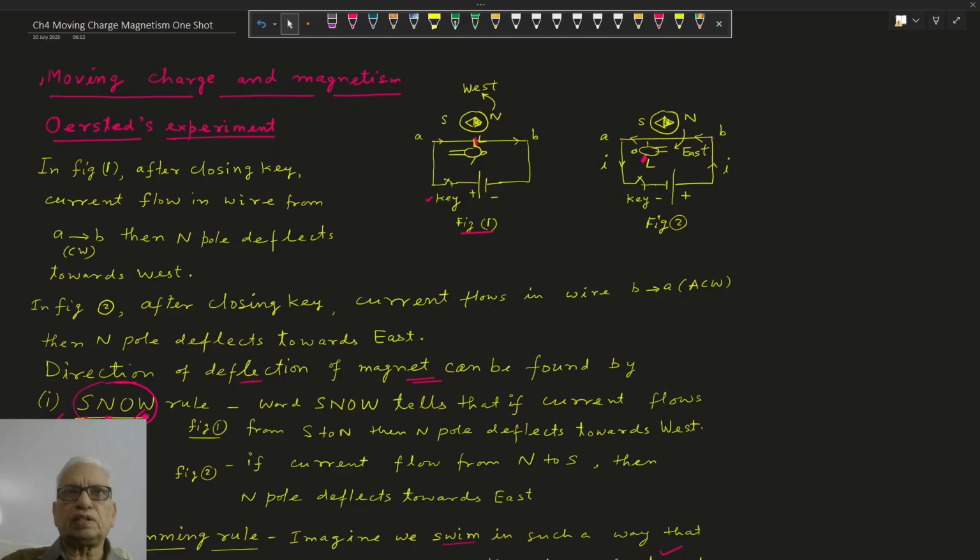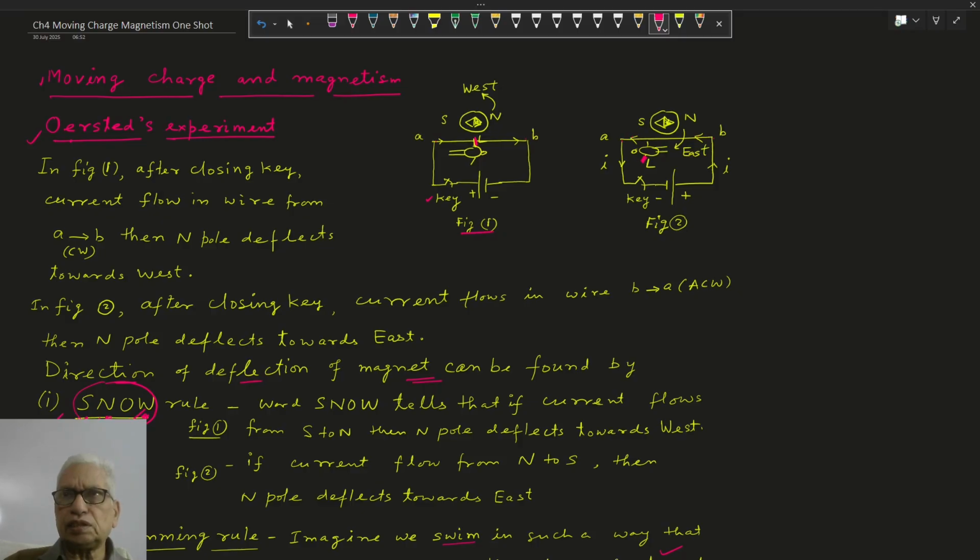Hello, in this chapter: moving charge and magnet. First is Oersted's experiment. In Oersted's experiment, in this arrangement, the wire AB is connected in a closed circuit and a magnetic compass needle is placed in the direction of the AB wire.